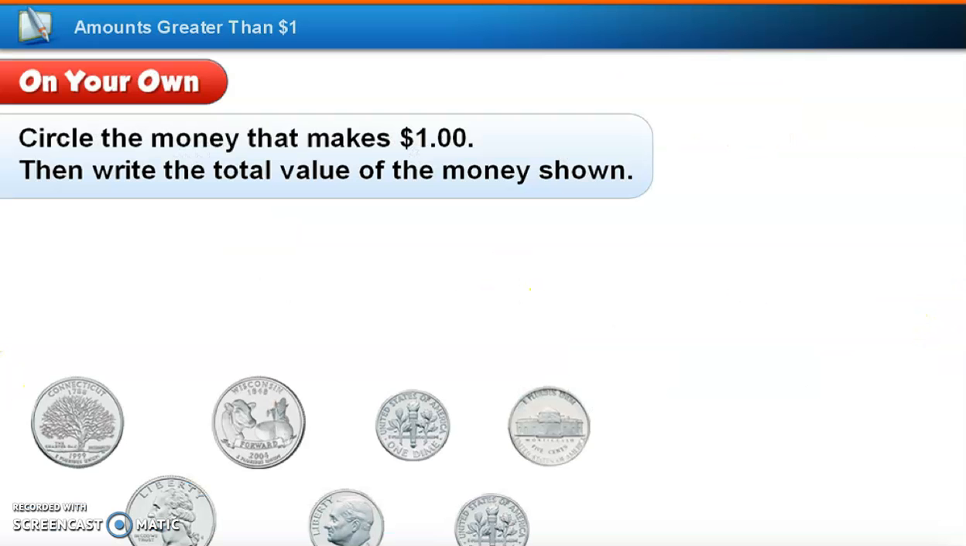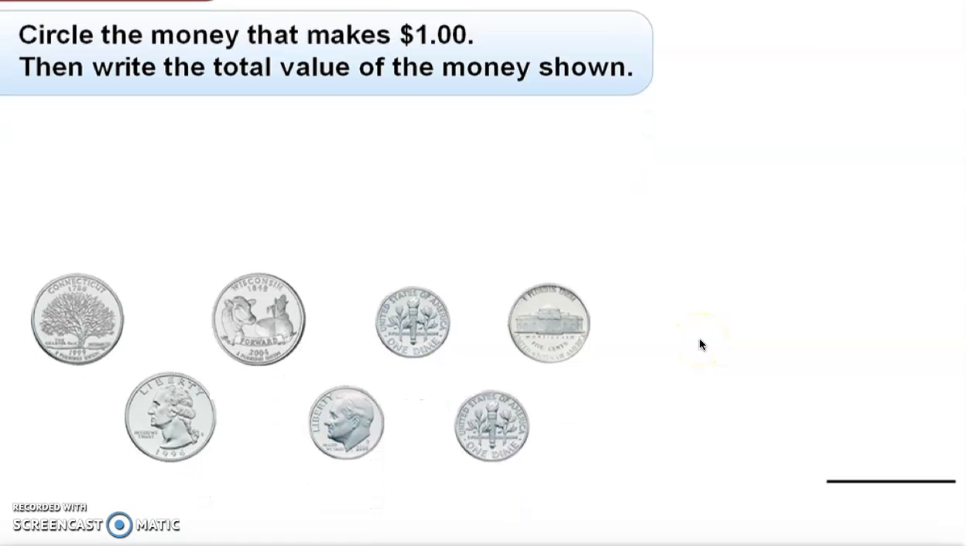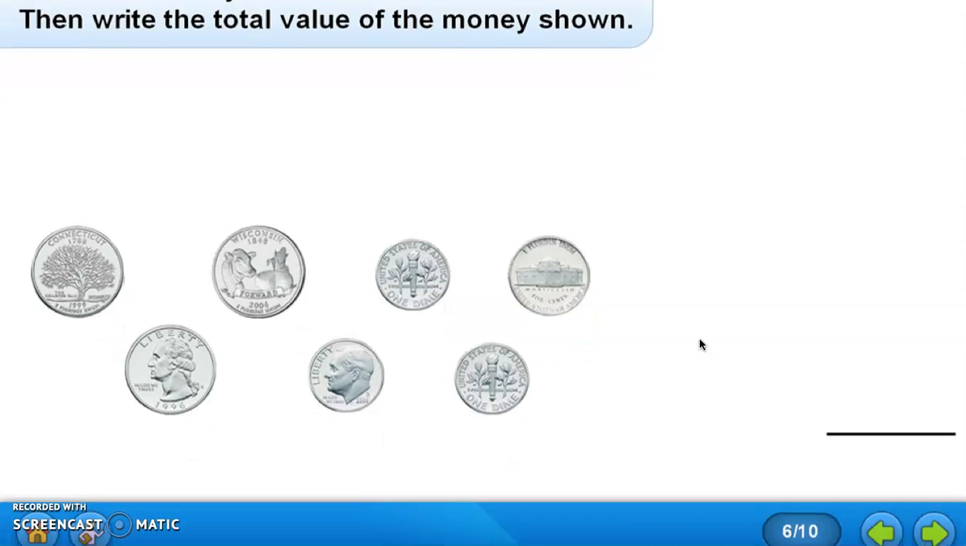It says circle the money that makes $1, then write the total value of the money shown. So we're going to first make our dollar, and circle the coins we used to make that dollar. Then we're going to use the rest of the coins to figure out the total value of all the coins here. Right off the bat, I see 3 quarters. I also see 3 dimes, and I see a nickel. Let's start counting from the greatest value to the smallest value, and let's stop when we get to $1, because then we're going to circle the coins we used to make $1.